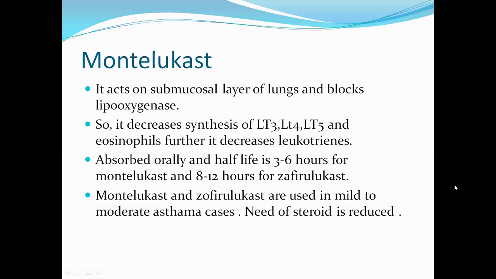Next one, the Montelukast drug. Montelukast acts mainly on the submucosal layer of the lungs and it blocks the lipoxygenase enzyme. When the lipoxygenase enzyme is blocked, it decreases the synthesis of leukotrienes and eosinophils. When leukotriene and eosinophil synthesis is decreased, bronchial constriction is reduced and bronchial smooth muscle relaxation is increased. So automatically it treats asthmatic conditions. Montelukast is mainly absorbed orally and its half-life is 3 to 6 hours.